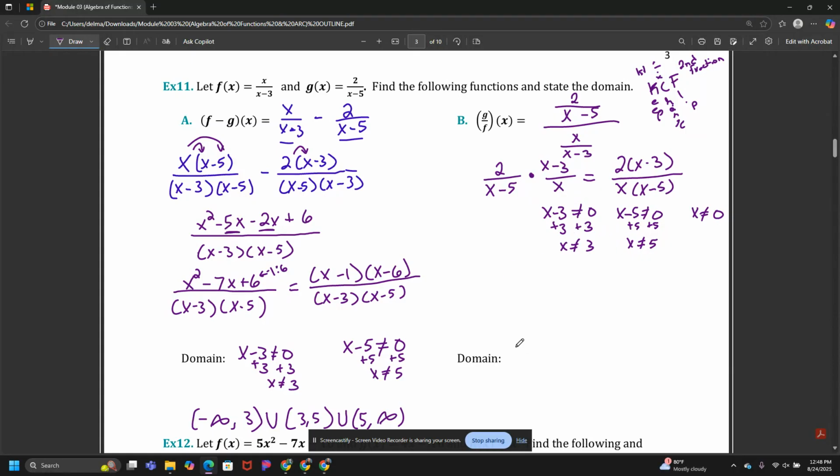Okay? So we could have negative infinity to 0. Then we could have 0 to 3, not including 3. Then we could have 3 to 5, not including 3 or 5. And then not including 5 to infinity. So these 3 numbers cannot be x. Okay? So that's why we have to write that domain like that. Alright.